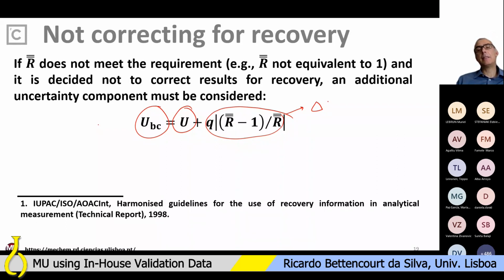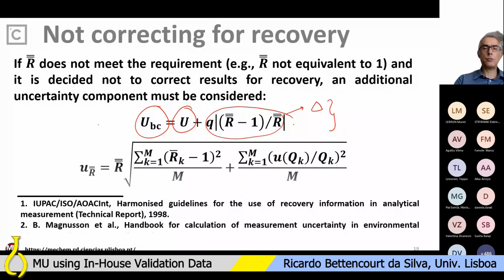Okay, but this formula has several problems. One of the problems is that it's not following what is proposed in the GUM regarding how to combine uncertainty components. We have a linear combination, and in fact, if you do it like that, it is not similar to correcting results for recovery. You somehow increase the uncertainty, fix the problem, but the coverage of the interval will not be the same as for results corrected for recovery. So in fact, this simplification, even by increasing the uncertainty, is not solving the problem.